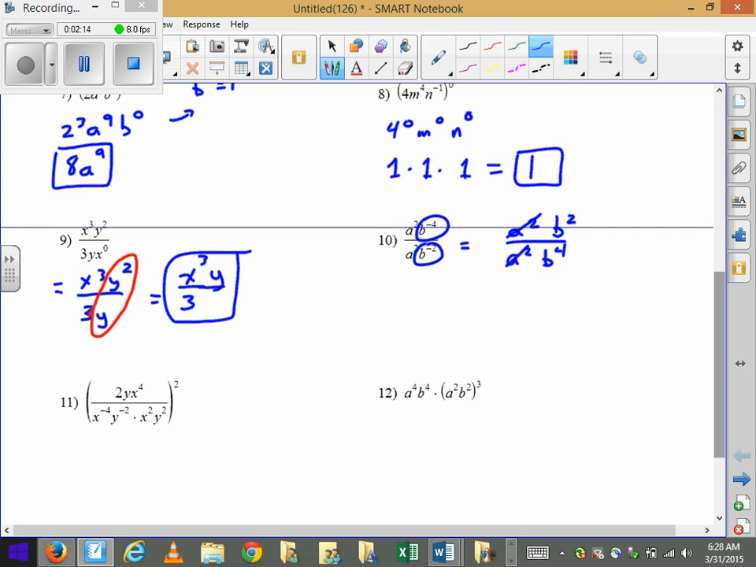The a squareds are going to cancel out. The b squared on the top is going to cancel out, leaving me with 1 in the top and then 2 b's in the bottom. Because there's extra b's in the bottom, we still have to leave b down in the denominator right there.